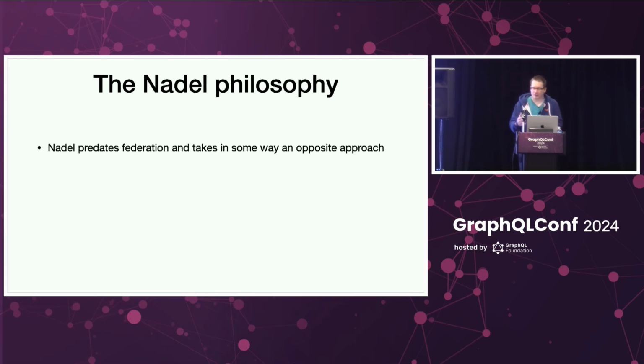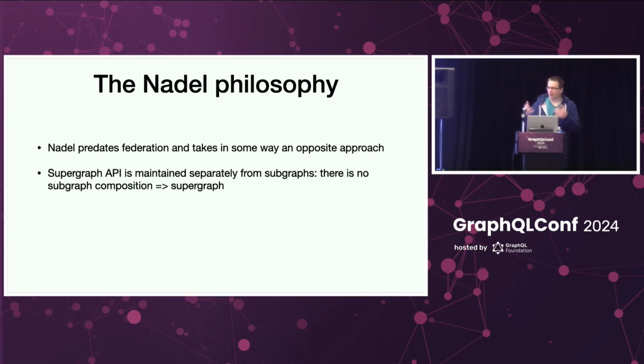So we didn't have anything to rely on or to find a good solution for. We didn't have any inspiration. And the best thing we came up with at this time was the Supergraph API. I'm using GraphQL Federation terminology here mostly to make it easily understandable. The Supergraph API for us is maintained separately from the subgraphs. So there is no GraphQL composition which puts all of the subgraph APIs together and produces a Supergraph API. The Supergraph API is a separate thing from the subgraphs.